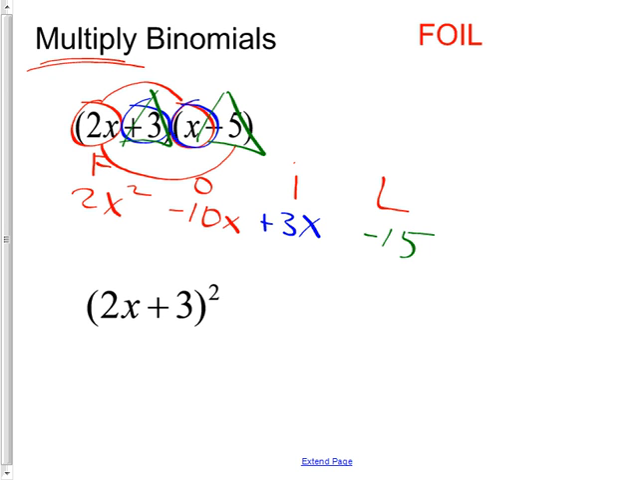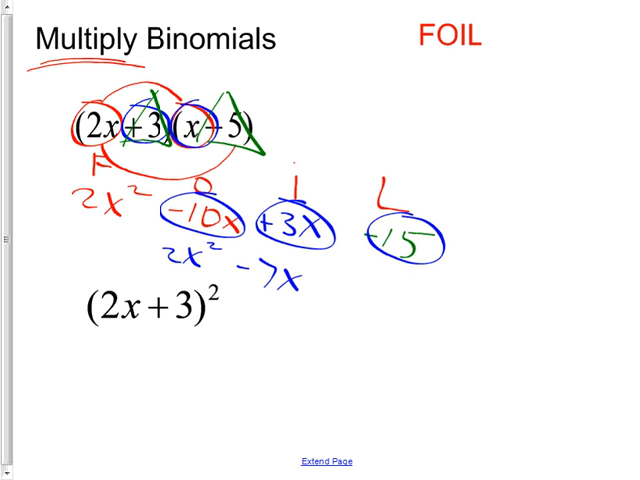All right, and the last thing is to put it all together, and that's 2x squared, that and that go together and make minus 7x. And the last one is that, minus 15. There it is. Do you think you could have done that? How many of you feel comfortable with FOIL? You're like, I'm good at that. Okay.